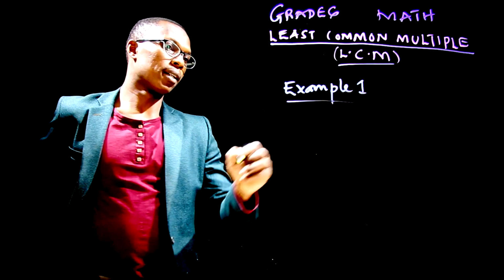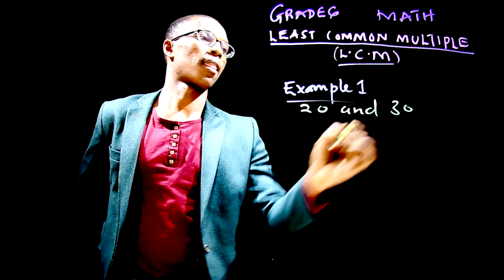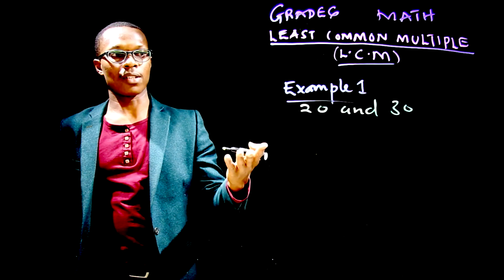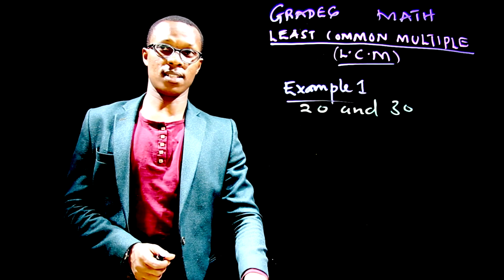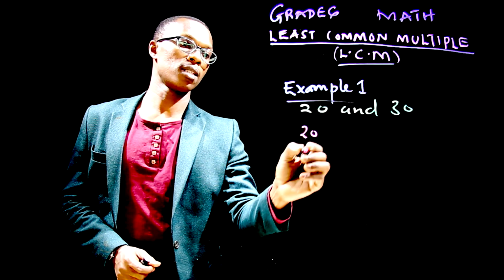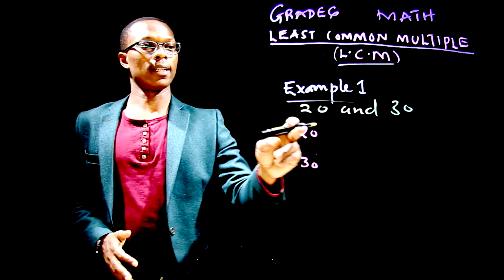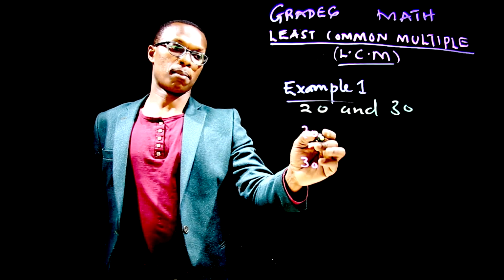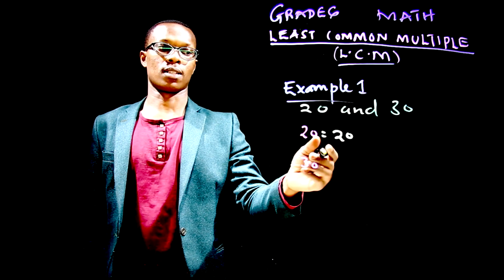Let's have example 1. We have 20 and 30. If you have been asked to find the LCM of these two numbers, normally it's very easy. Just pick the number 20 and here we have 30. Let's look at the multiples of these numbers. We can start with 20. 20 times 1 is just 20.